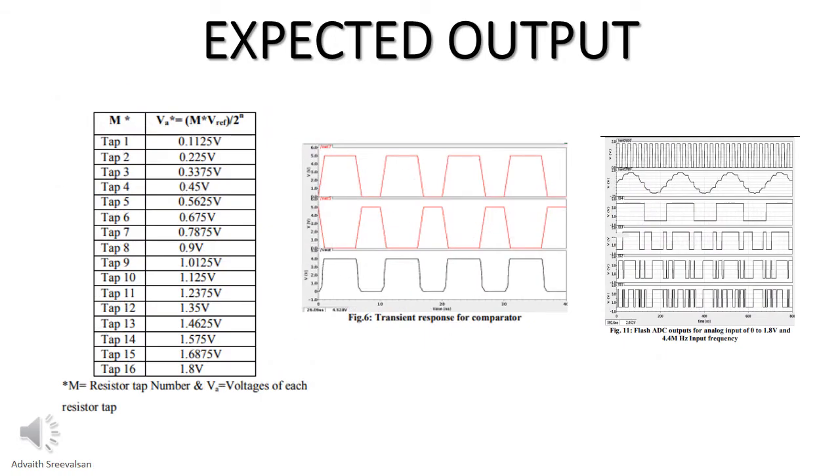The figures shown are the expected outputs of a 4-bit ADC. The first table shows the values of the reference voltage which has been divided accordingly, where we provide 1.8 volts as our reference voltage. The second table shows the comparators' transient response. The third table shows the transient response of the output, where the first graph is the input analog voltage representation, the second graph is the representation of the analog converter's digital output, and the remaining four are the individual outputs of the 4-bit ADC.